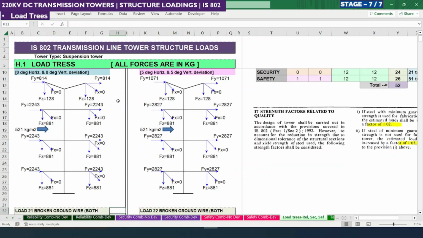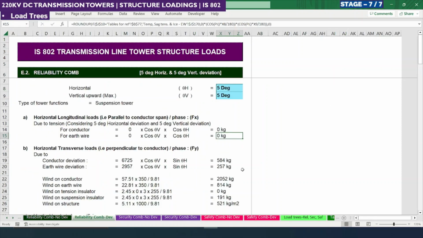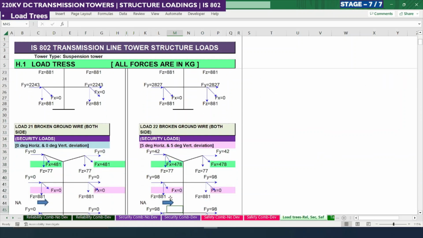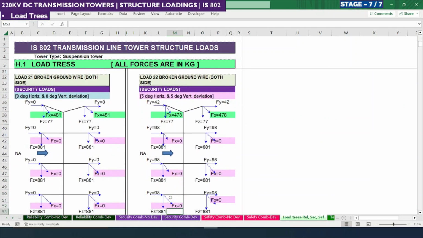Next, on the right hand side it is a deviation. So this 2827 is nothing but the addition of this transverse load, plus wind on conductor, plus wind on suspension insulator. So it is coming 2827. The vertical and longitudinal forces remain the same as for without deviation. So next we are going to look into the security load cases.